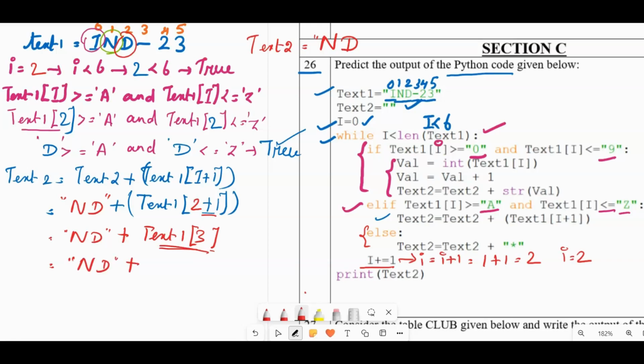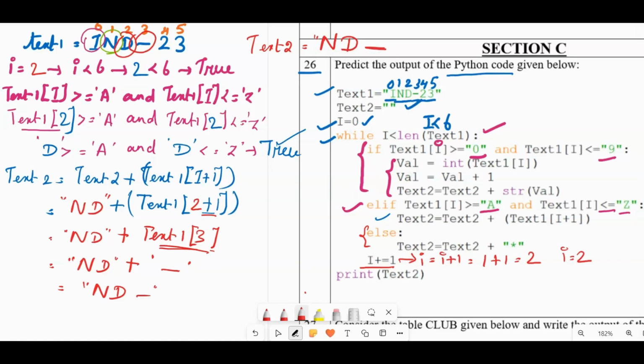So what are we having under the text 1 of 3? We are having the symbol, that is the hyphen symbol here. So just write hyphen and then concatenate and write ND hyphen. Now I am updating the value of text 2 as ND hyphen here. Okay, in the top of the page we are writing the text 2, ND hyphen.